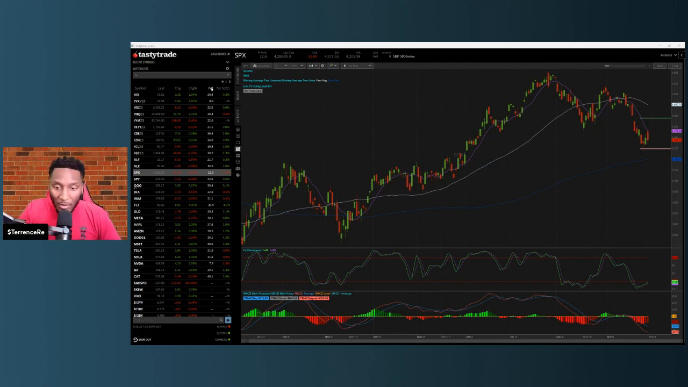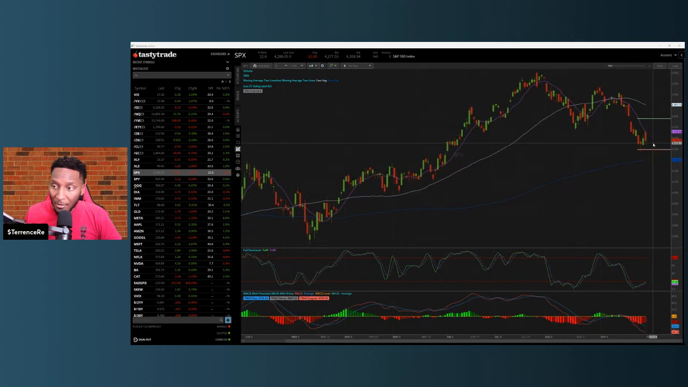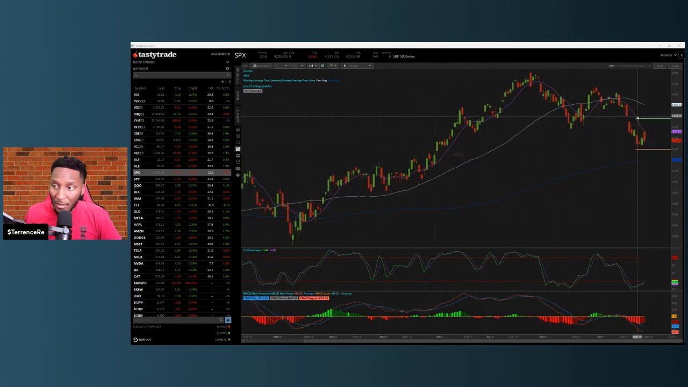This week we had some movement. As you can see, I've got a chart up of the SPX, and I do this every week. I chart out the weekly expected move with support and resistance, and you can see the week opened up right here on Monday the 25th.